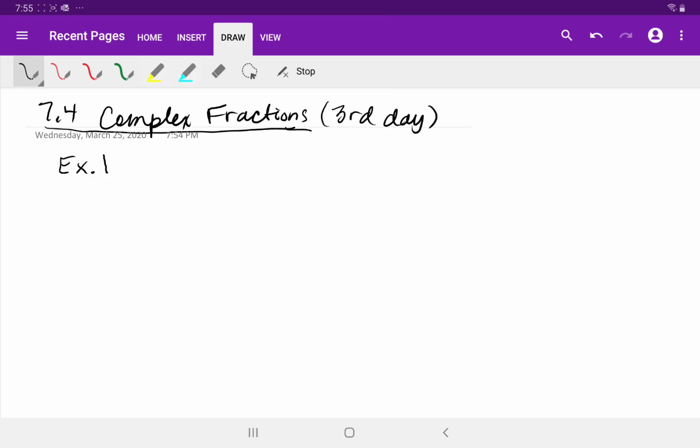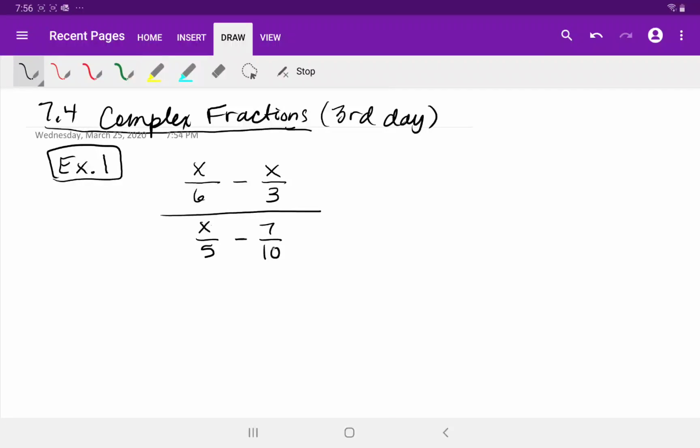Let me show you one with nice numbers first. So I'm going to show you one that's kind of half middle school and then half our class. So I'm going to show you a different one to start with. So x over 6 minus x over 3, all divided by x over 5 minus 7 over 10. Okay, so we'll see how this one comes out.